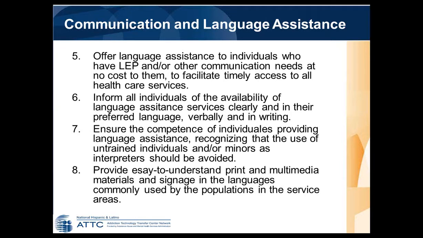Number 8, provide easy to understand print and multimedia materials and signage in the languages commonly used by the populations in the service areas. Places like California or other large cities with populations that are very diverse oftentimes have different languages for which they have to provide printed material and interpreters, and because of this they have to be prepared to do these kinds of things, whether it's 15 languages for which they have to provide services or 1. But these are some of the things that when an agency receives federal funds, they have to be cognizant of.